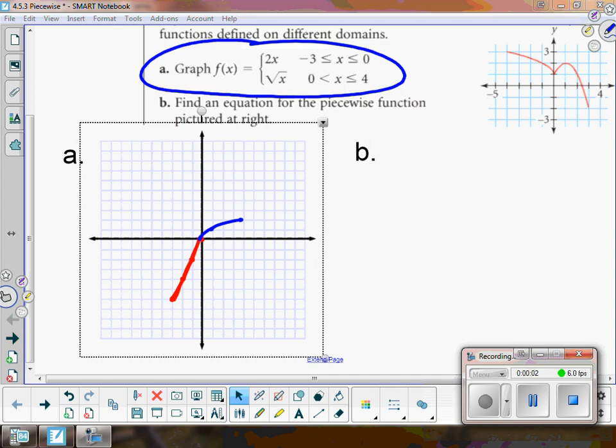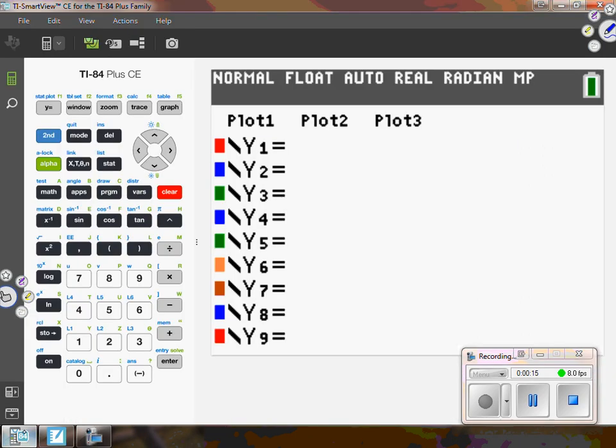This video is going to show you how to take a piecewise function like the one shown here on page 33 in the white packet and put it into the graphing calculator. So we're going to go ahead and take our calculators, turn them on, and let's go to y1, and we're going to put in the line 2x.